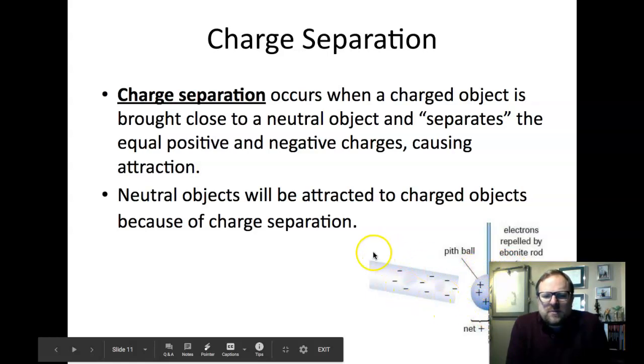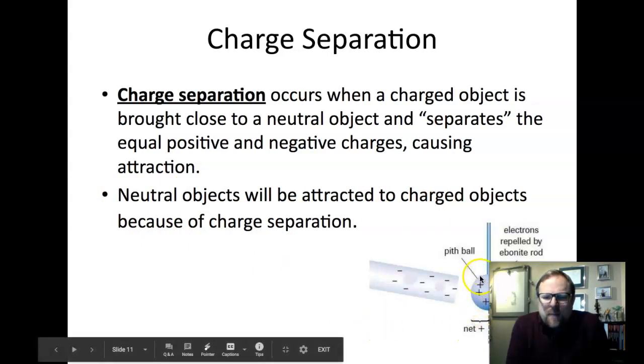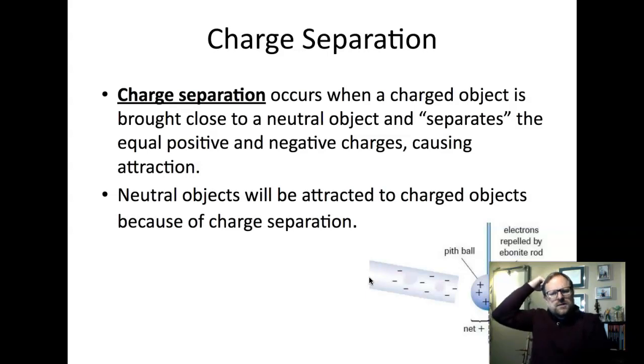But since the negative has been brought close to this, you can see that the positives have ended up being attracted to the negative in the ruler, and that the negatives have ended up being repelled by the negatives in the ruler. And so we end up having a separation of charges. Neutral objects will be attracted to charged objects because of charge separation. So what would end up happening if we did this is we would see that this little ball would move towards the negatively charged ruler because the positive charges are being attracted to the negative charges. Hope that makes sense for you as far as what's going to happen.